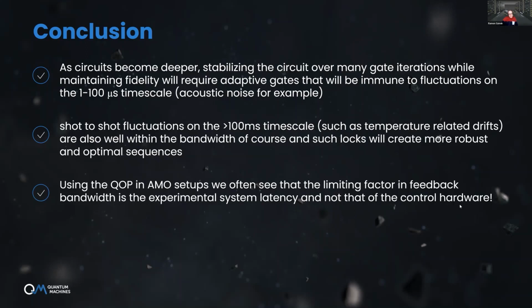As circuits become deeper, as we will want to start doing tens, maybe hundreds of gates, then intra-circuit stabilization will become important. Acoustic fluctuations, vibration, noise on the laser will start to be, and already is, a limiting factor. And as circuits become deeper, there will be a need to make this kind of intra-circuit stabilization. Shot-to-shot fluctuations, of course, are also within the loop. It's not an issue.